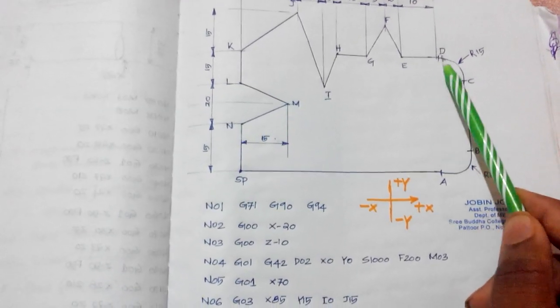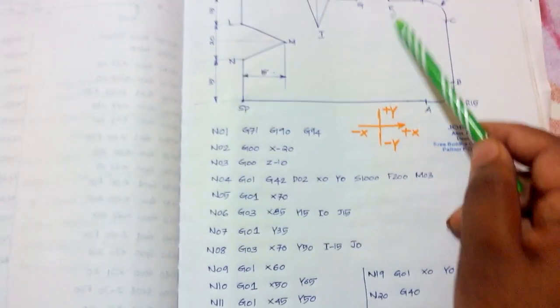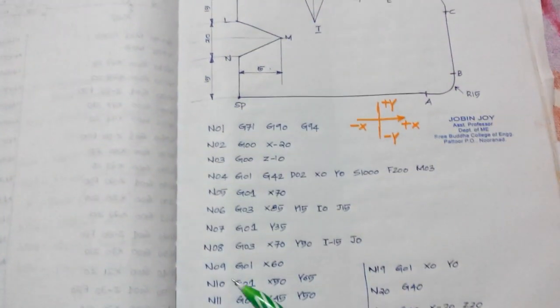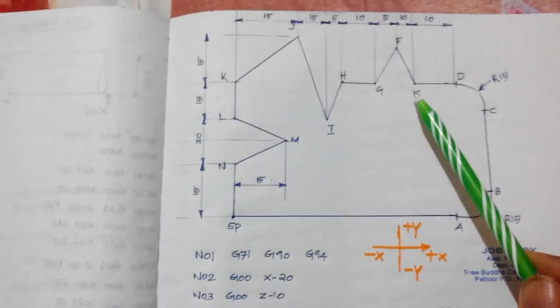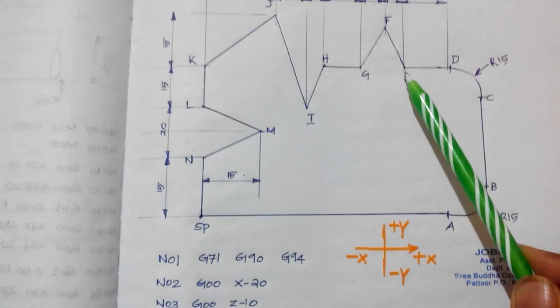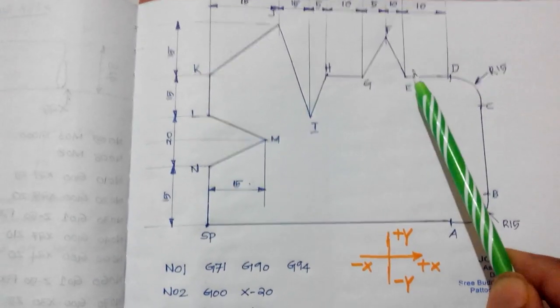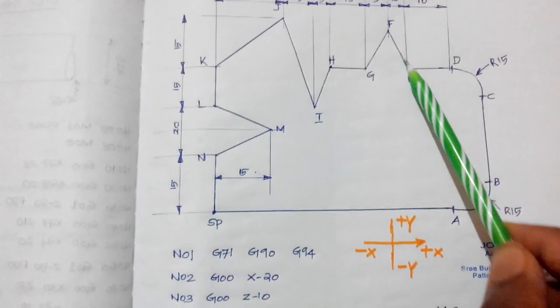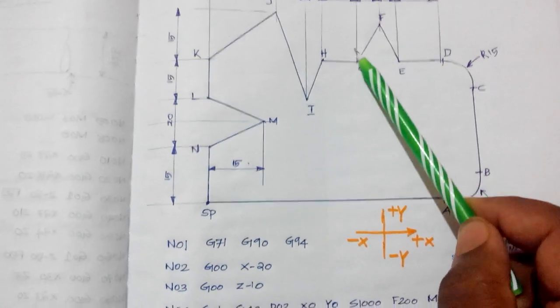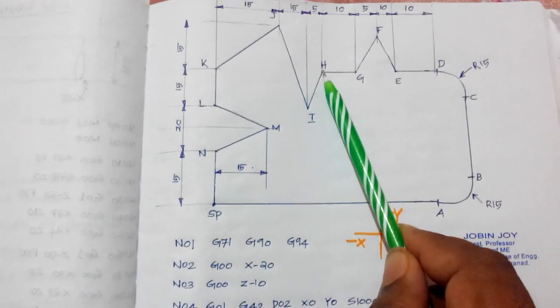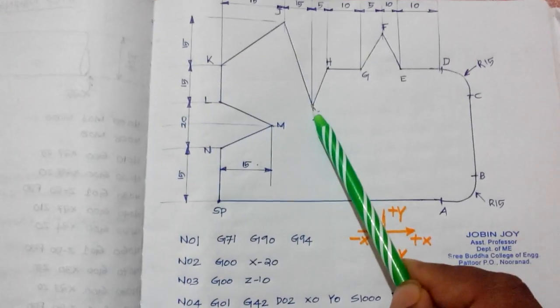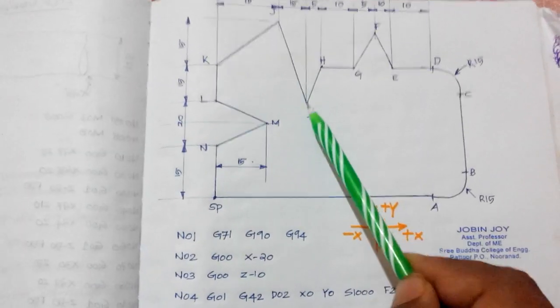Again D to E, this is linear interpolation G01. So this is N09, G01, X60. Okay. So all other tool movements are linear interpolation. You just gave the coordinates only. So from E to F, this is again linear interpolation. F to G, this is linear interpolation. G to H, again linear interpolation. H to I, again linear interpolation.